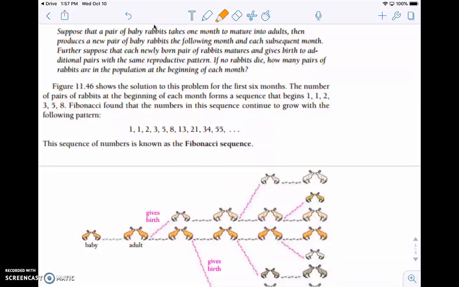So suppose that a pair of rabbits takes 1 month to mature into adults. So here's your first pair of rabbits on the first month. Takes them a month to mature. Then produces a new pair of babies the following month, and each subsequent month. So they start as a pair as a baby, then it takes them 1 month to mature. So we go from one pair and we still have another pair. So one pair, and then that one pair matures. So there's still one pair.